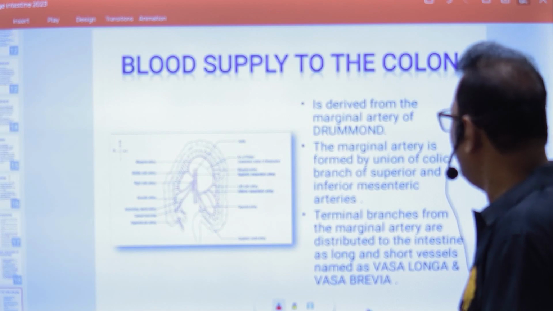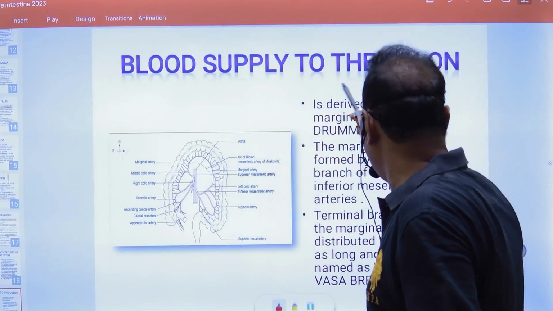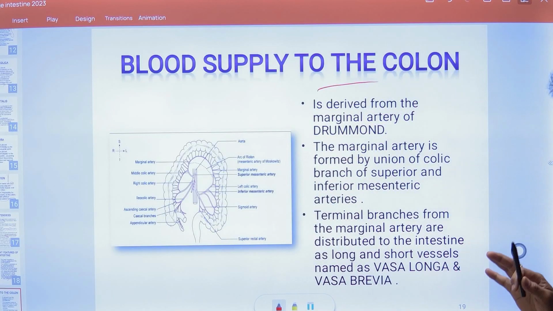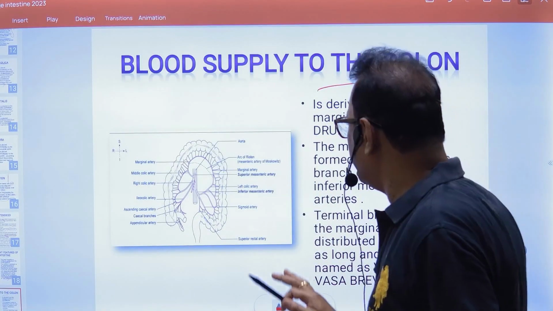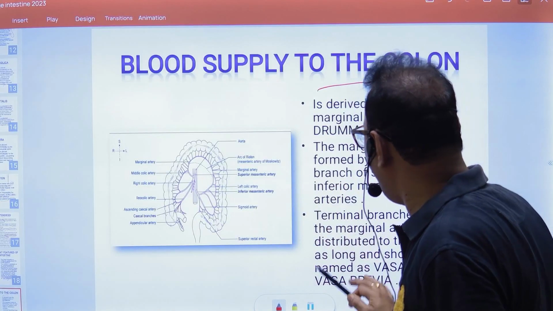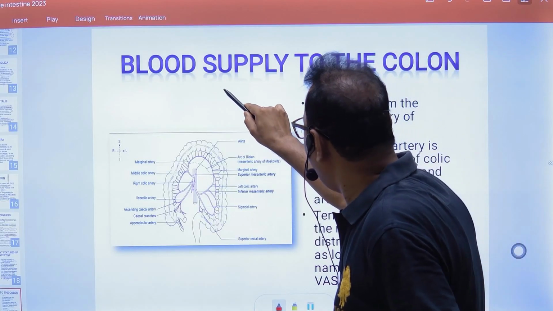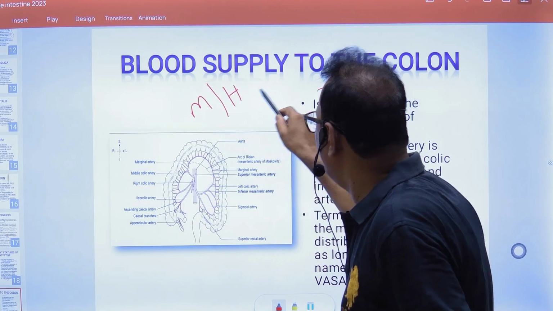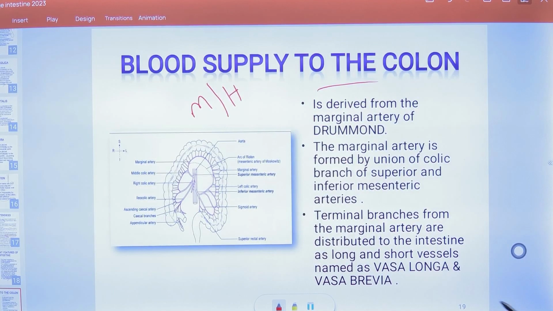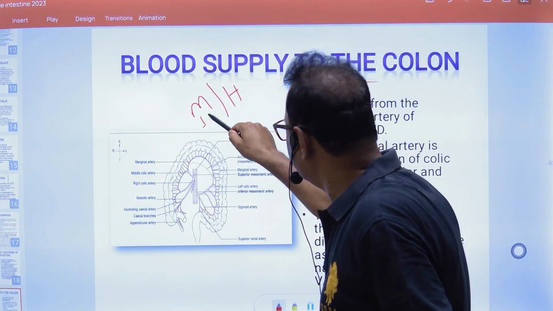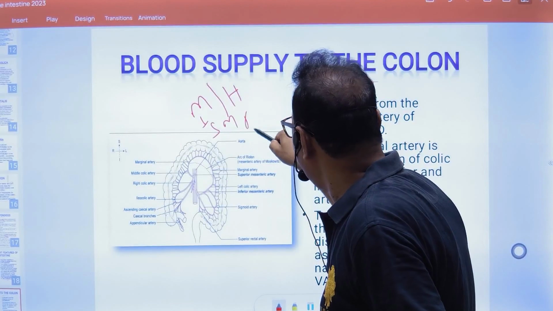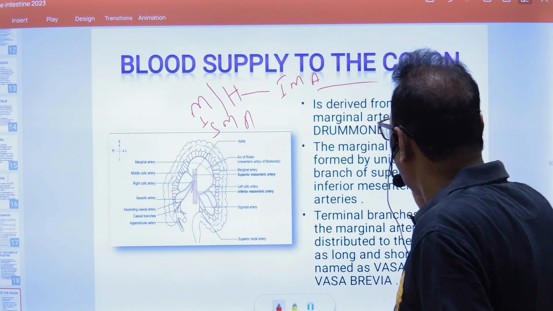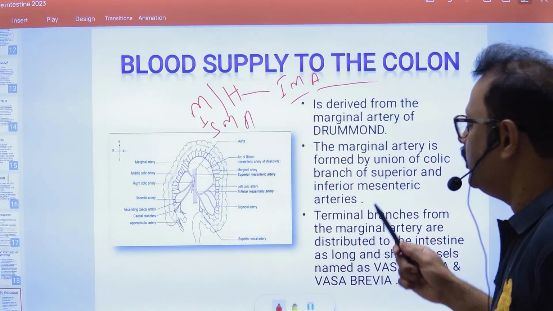Now coming to the blood supply of the colon, which is very important. It is the marginal artery which supplies the large intestine. But how is this marginal artery formed? We already know that the midgut and the hindgut form the large intestine. For the midgut we have the superior mesenteric artery, and for the hindgut the inferior mesenteric artery, both branches of the aorta.